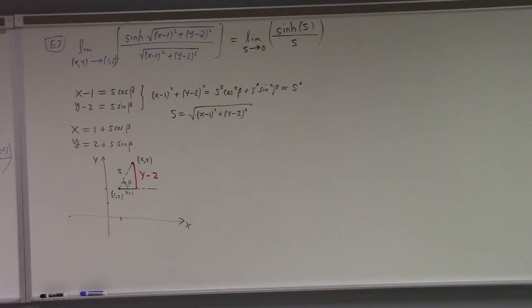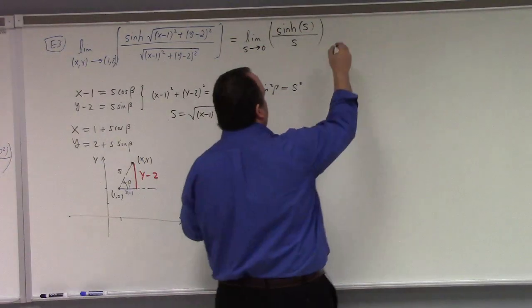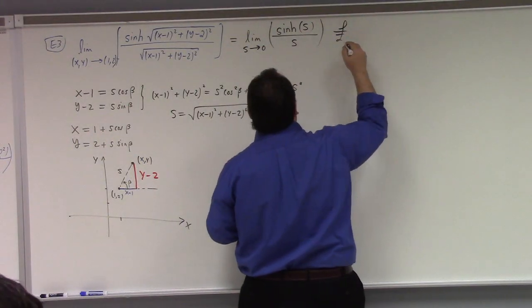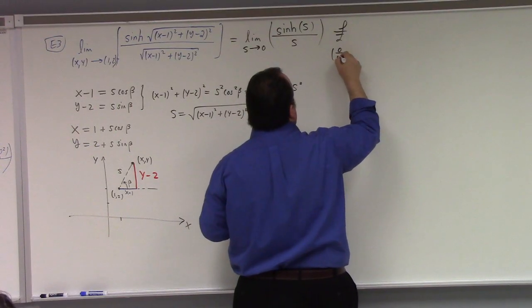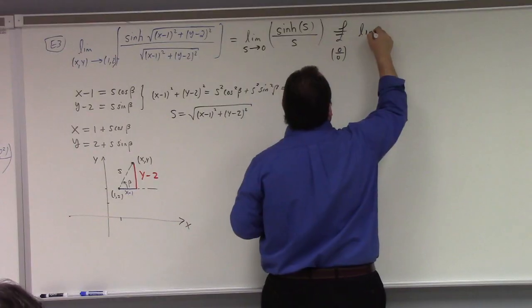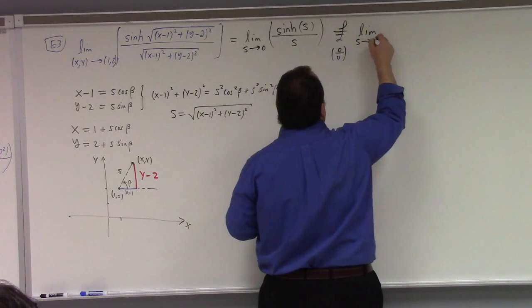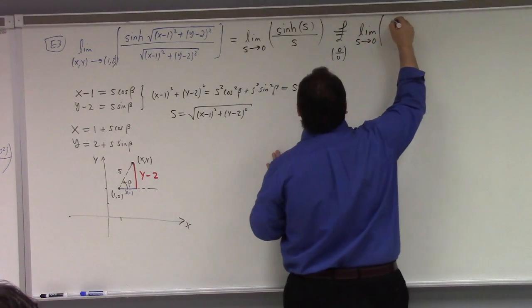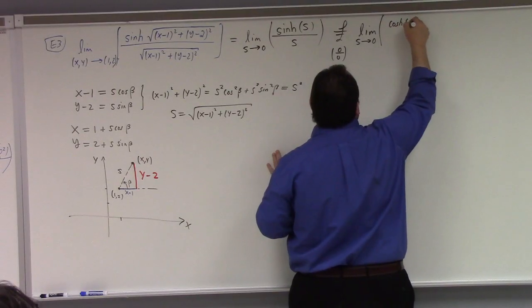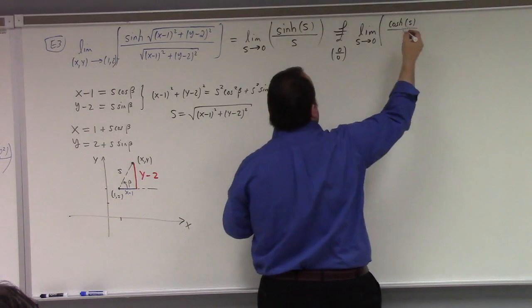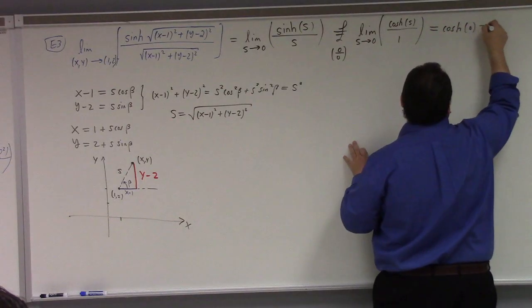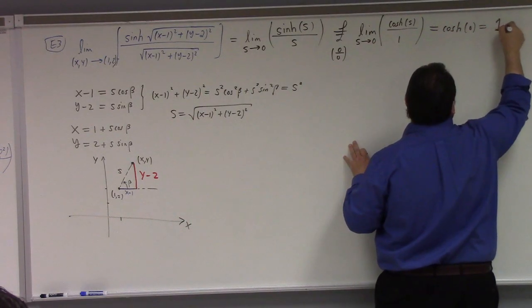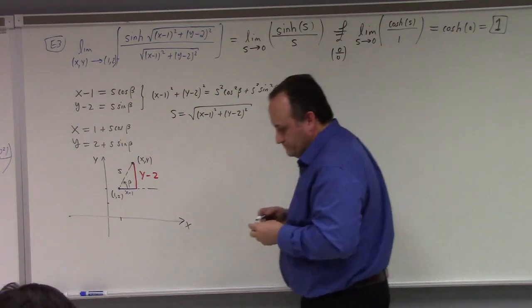Okay, but this is a limit of type 0 over 0, right? So we could use L'Hopital's, assuming we know how to differentiate sinh. If you don't know what sinh is, you need to review that. That is part of this course. So the derivative of sinh is cosh, and the derivative of s is 1. And so this is just cosh of 0, which, by the way, is 1. So the answer to this is 1. All right.